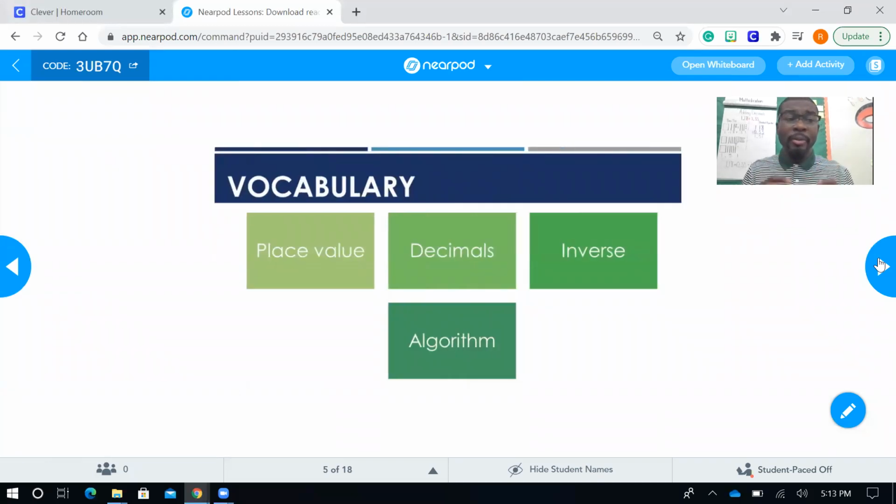And our vocabulary helps us stay focused and stay centered. We only have 4 words. Place value, which is the representation of how much something is worth in an individual place in a number. Decimals, which are parts of a whole, and the smallest part we're going to be working with is the hundredths place. Inverse, which means the opposite of any operation, and algorithm, which is the step-by-step procedure that you're going to follow in order to get something solved.